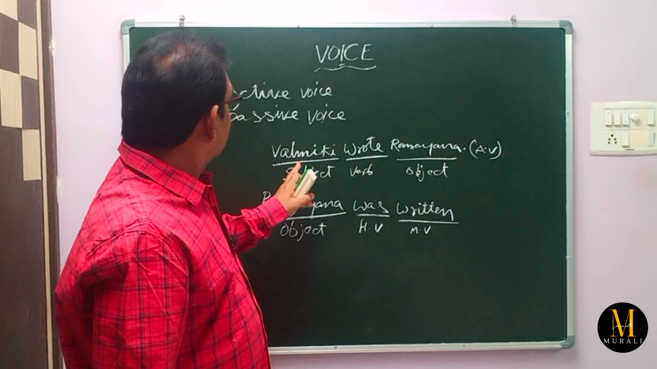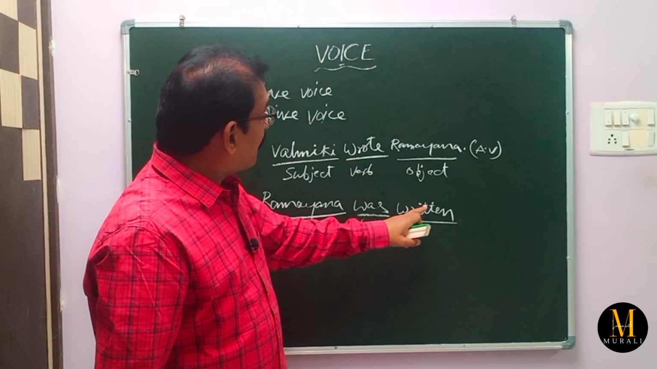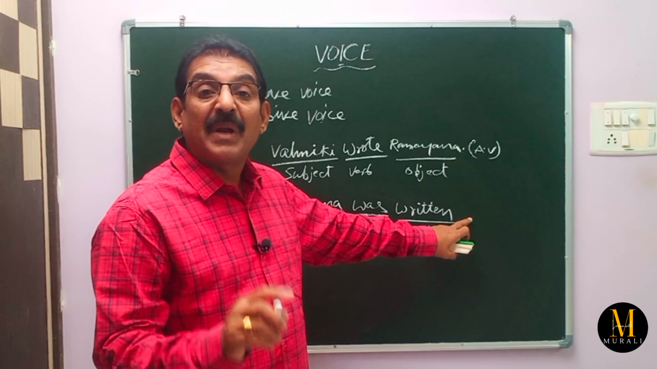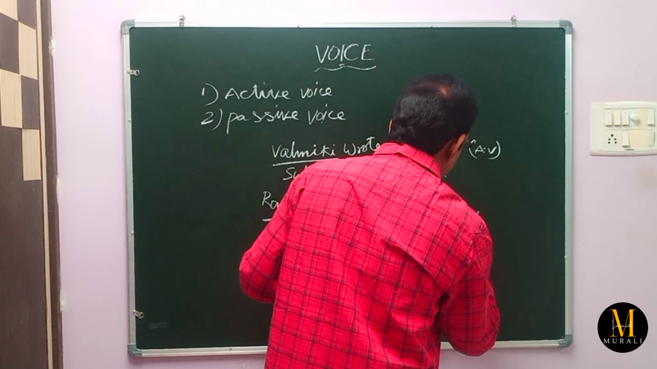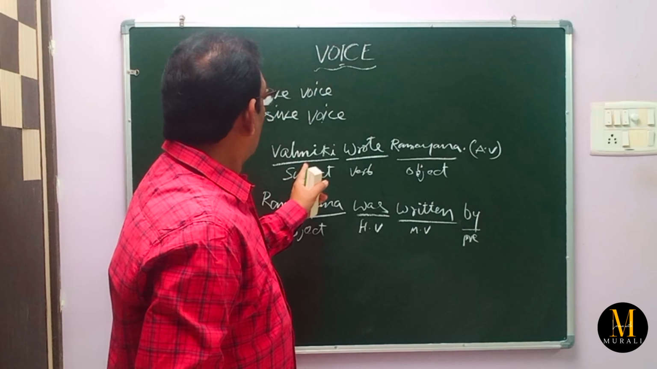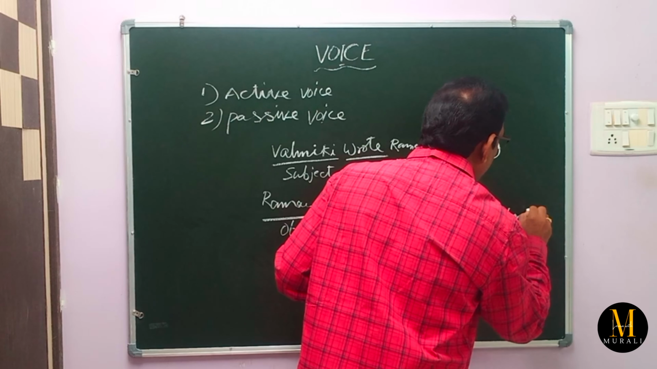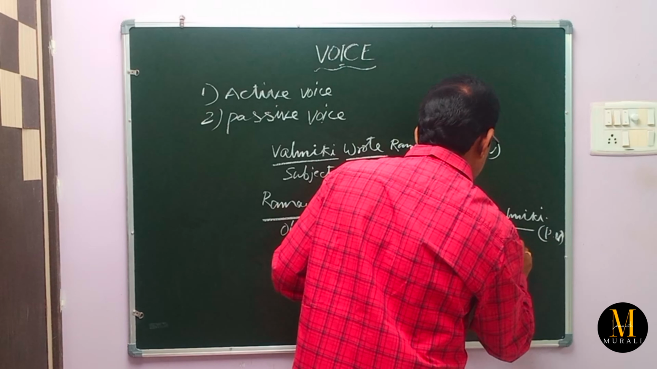Next, the subject will go to the last. That is Valmiki. Before that, after the past participle, we should write the preposition by. By is a preposition. And last, Valmiki. Valmiki is the subject.